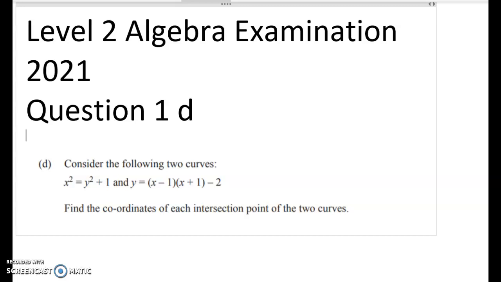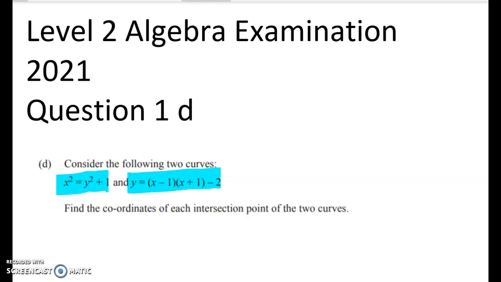We're asked to consider the following two curves, this one and this one, and to find the coordinates of each intersection point of the two curves. So these curves are a little bit different from what we've seen. Well, this one is anyway.